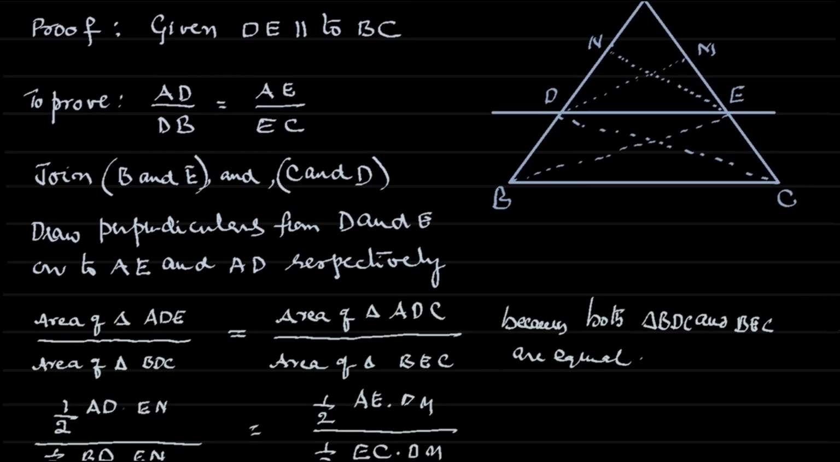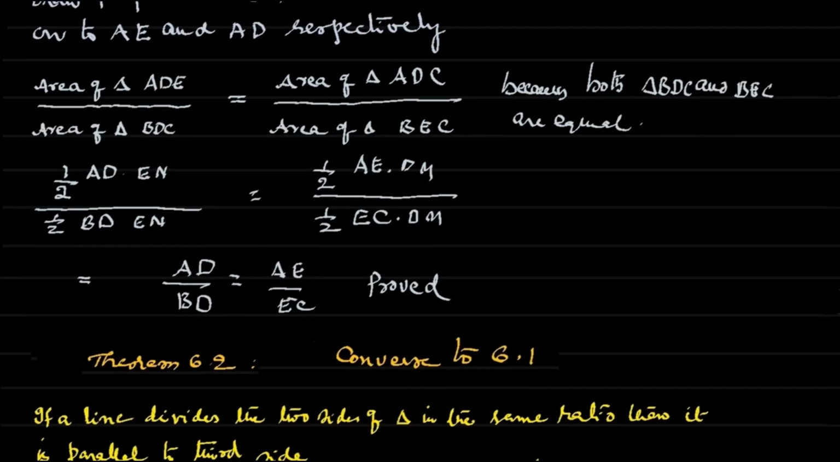Let us go up a bit. So area of ADE is this one. Area of BDC is this one. Area of ADC is this one. Area of BEC is this one. This is equal to this. Half cancel.